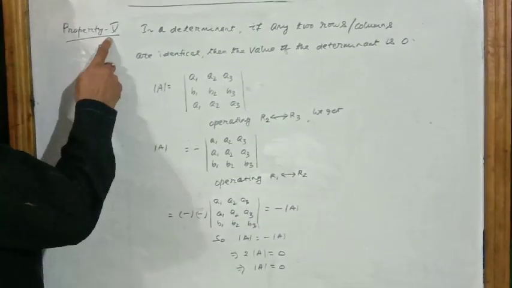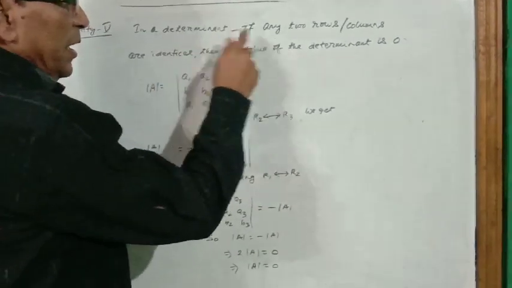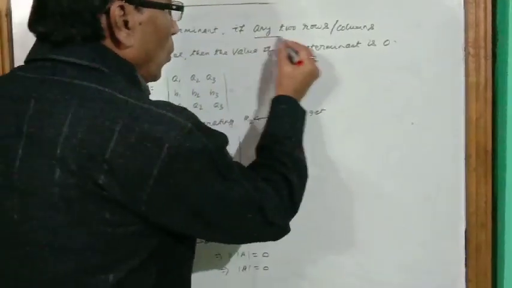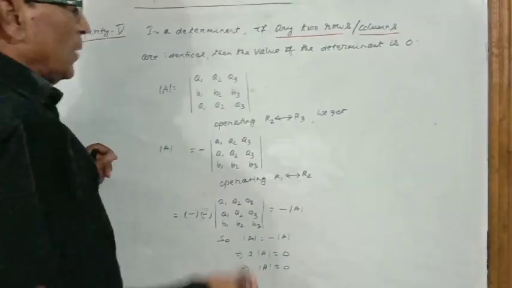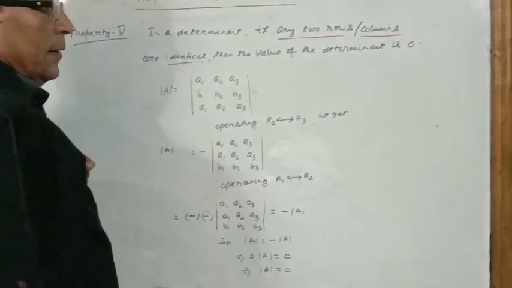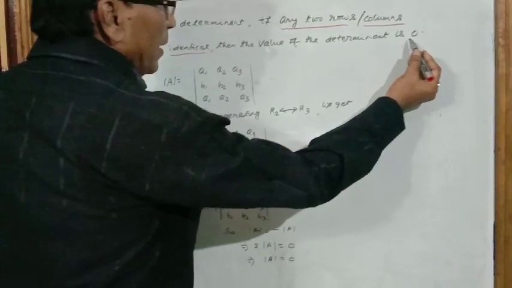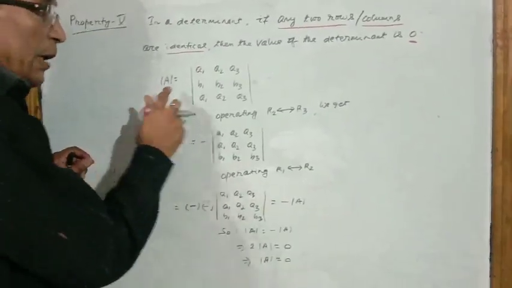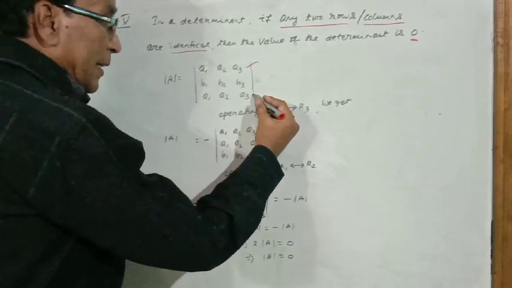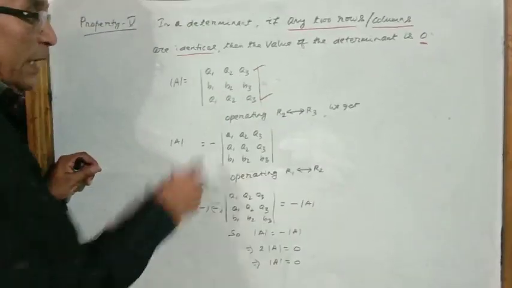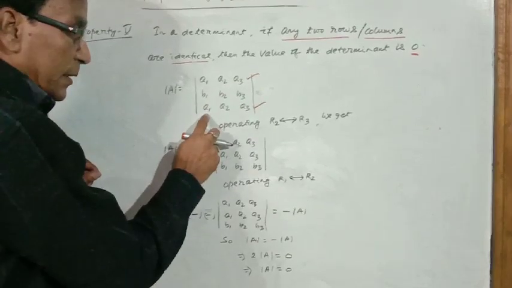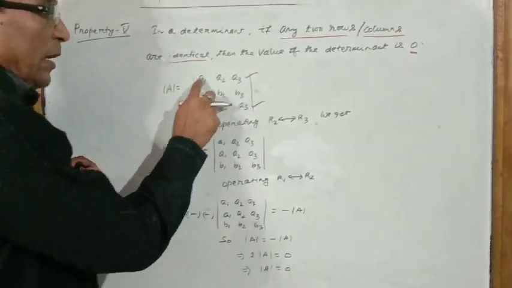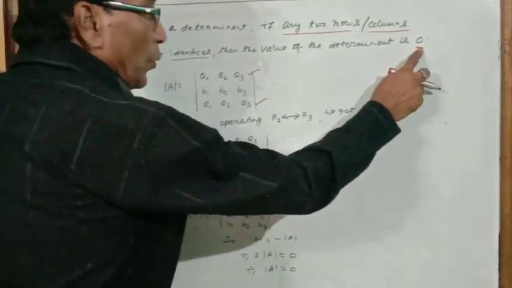Next is property 5. In a determinant, if any two rows or columns are identical, then the value of that determinant is 0. So we will take a determinant A in which the first row and third row are identical. Here the first row is A1, A2, A3, and the third row is A1, A2, A3. So according to this property, the value of this determinant should be 0.